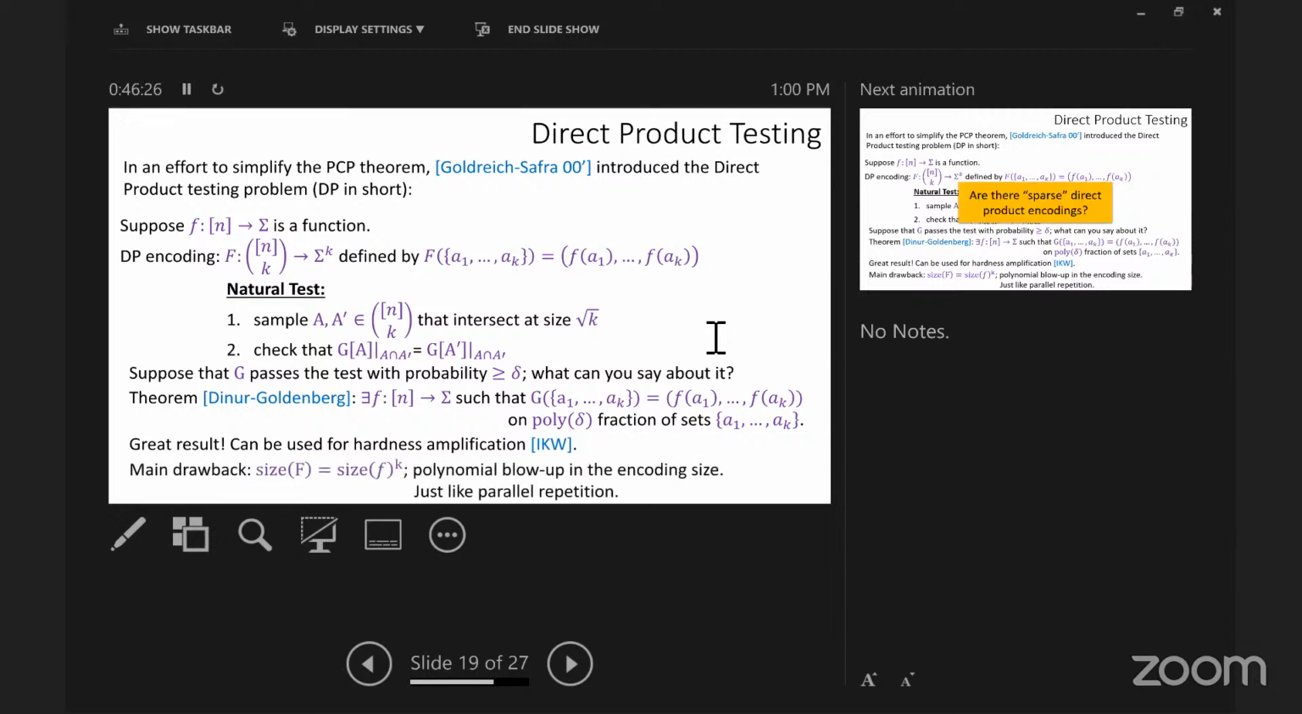And there is one slight catch here, which is that the size of this direct product encoding is the size of the original little f to the power k. So again, your witness goes up polynomially, just like in parallel repetition. And this is not a coincidence. If you think about it, it's kind of like parallel repetition. In fact, sometimes it's referred to as the combinatorial analog of parallel repetition.